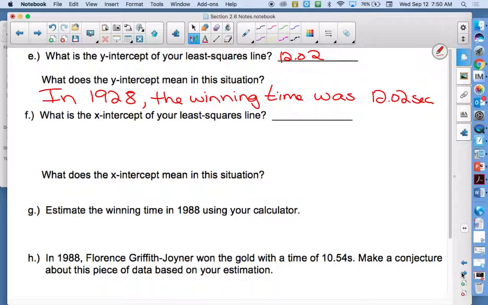All right, so the next question, what's the x-intercept? So Mackenzie Myers, how do you find an x-intercept? You make y equals 0. So in the equation, we make y equals 0.